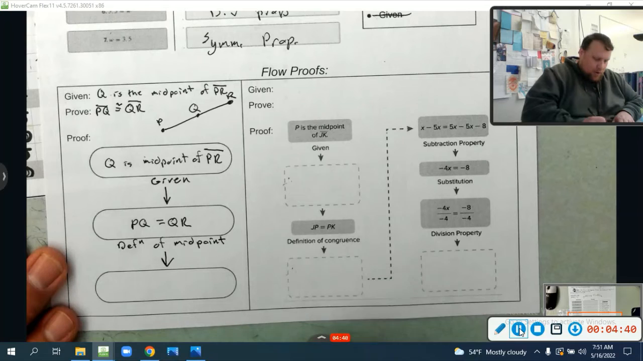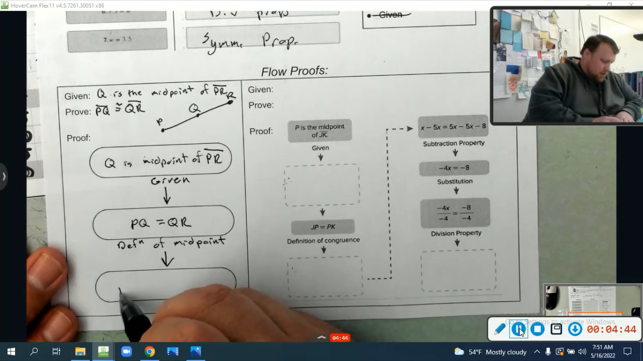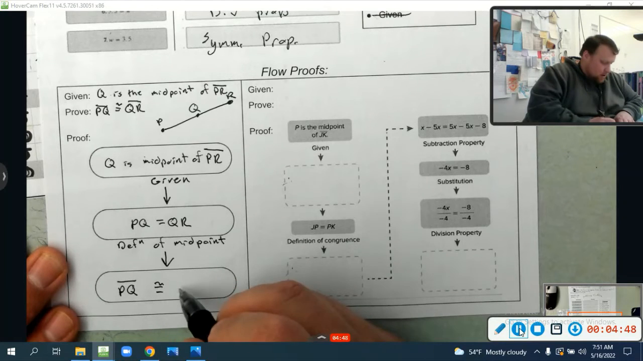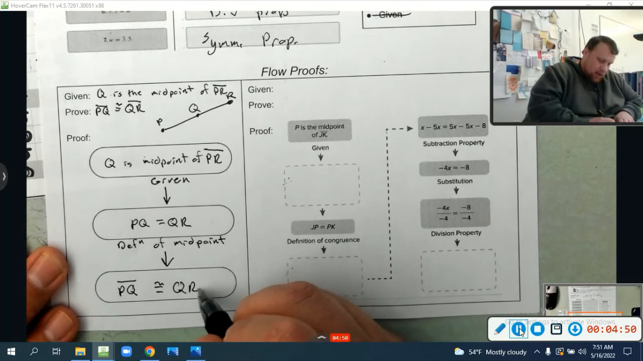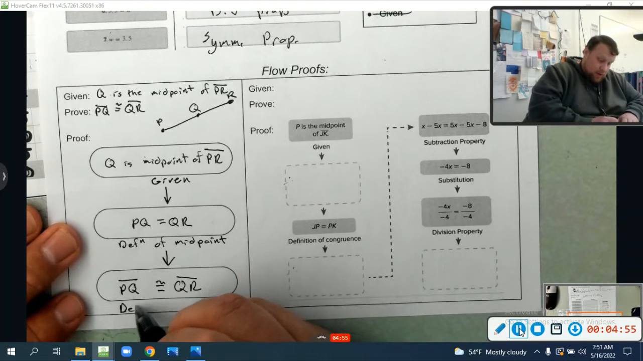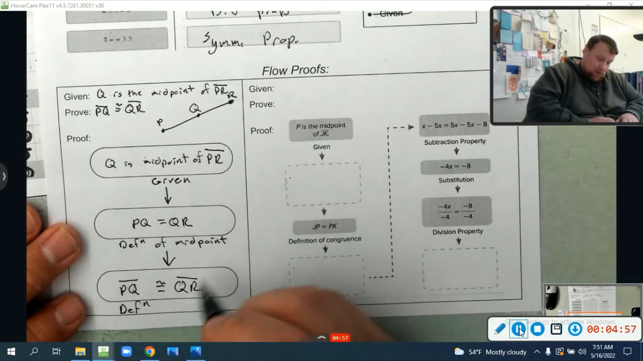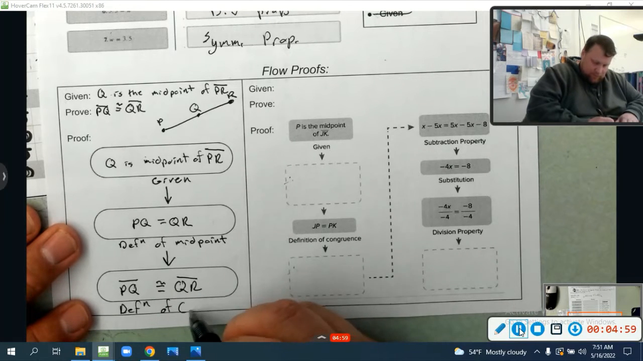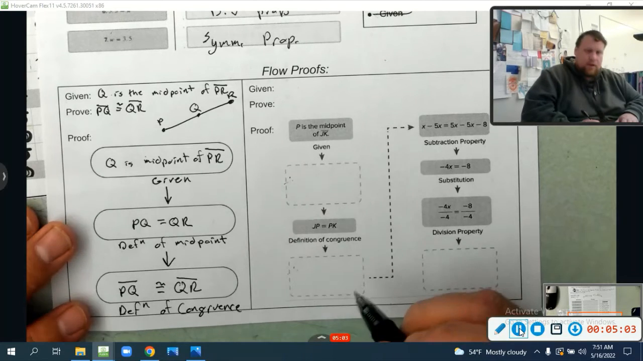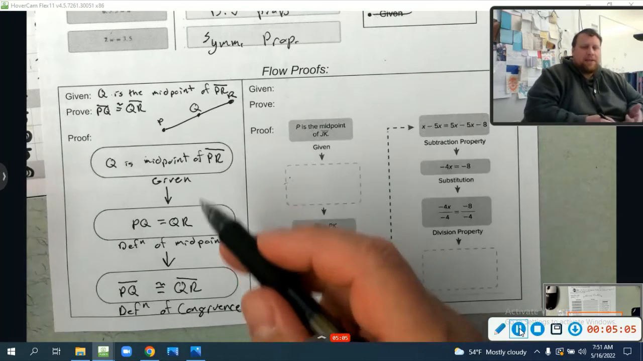Then again, we're just going to carry this thought down here. And from there, I can immediately say, well, if that's true, then segment PQ is congruent to QR. And why is that? That is because that's the definition of congruence, to be equal to each other. Boom. And that's the basic idea of a flow proof.